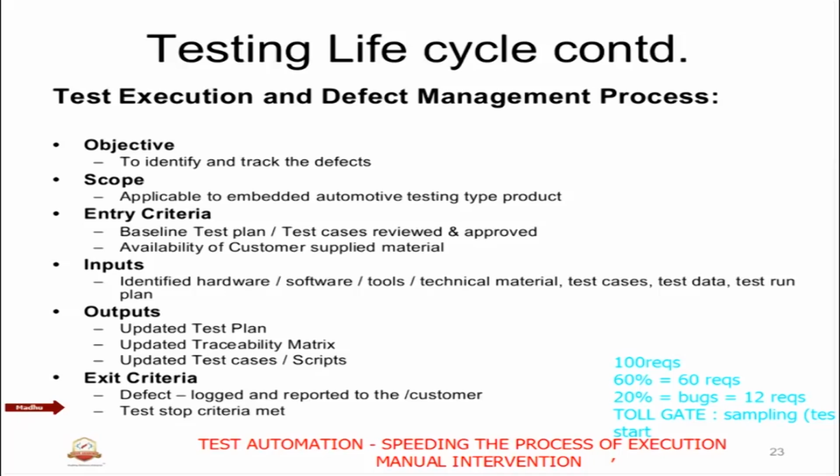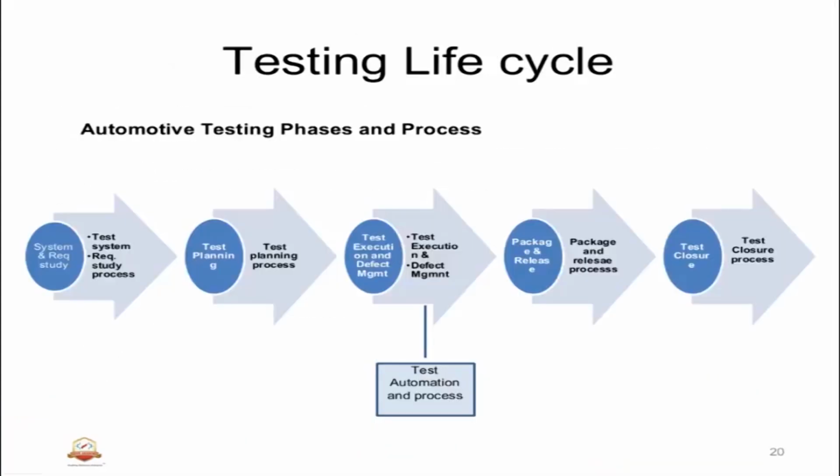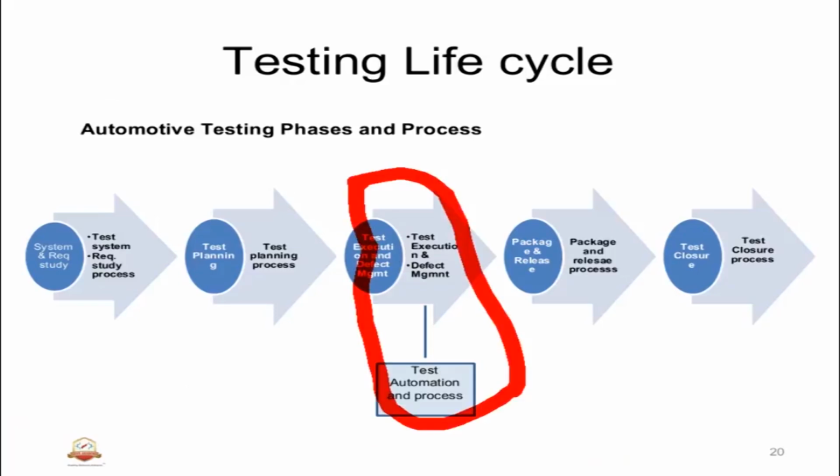So for the automation, we can define an automation process wherein we can have a small entry, input, output, exit criteria for that separately. I have not told it here. Maybe we can take it up as an exercise when we do the practical sessions. So that is about the third life cycle, which is nothing but test execution and defect management. Test automation and process also can be defined as part of this activity. It's a very important activity of all the testing life cycle.